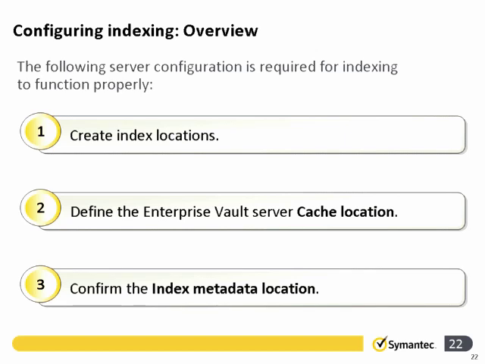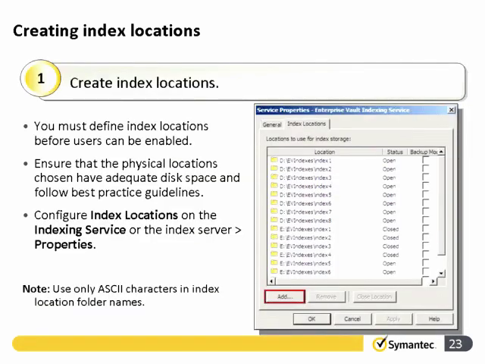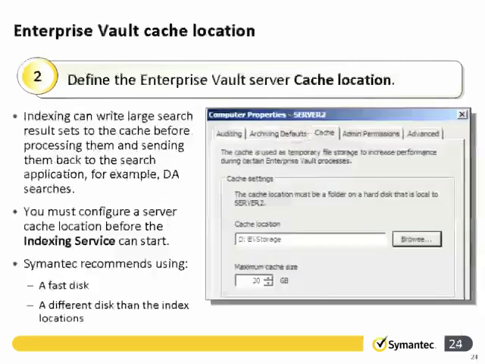This index metadata location is new to Enterprise Vault 10. We didn't have to do that in previous versions of Enterprise Vault. So creating the index locations, once again, we've come back to the indexing service properties page. We've gone to the index locations tab. You click the A, and in this particular example, we have 2 separate locations, one on the D drive, one on the E drive, and we have accepted the default 8 indexing locations.